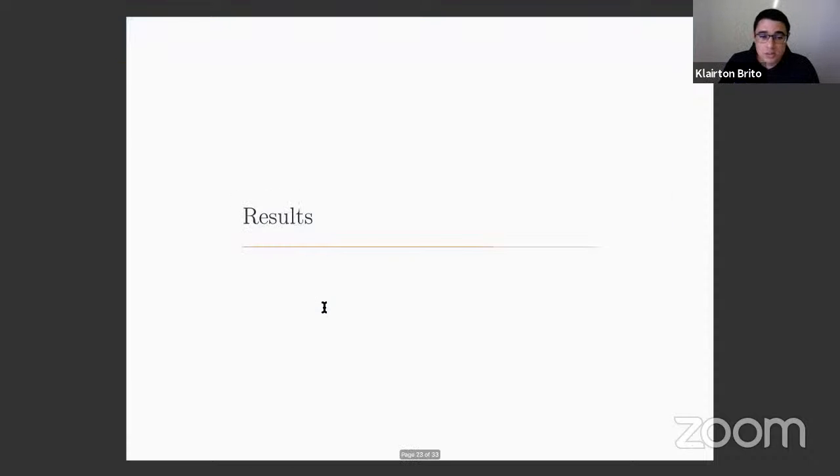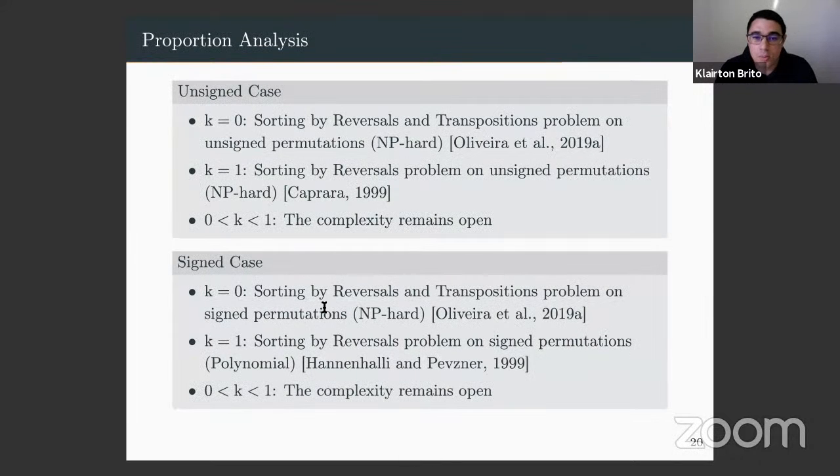And now let's talk about some of the results. Initially, I would like to show an overview of the complexity of the problem considering the different proportions. Considering the unsigned case, when the value of k is 0, we have the sorting by reversals and transpositions problem on unsigned permutations, which is an NP-hard problem. And when the value of k is 1, we have the sorting by reversals problem on unsigned permutations, which is also an NP-hard problem. And when the value of k is greater than 0 and less than 1, the complexity of the problem remains open.